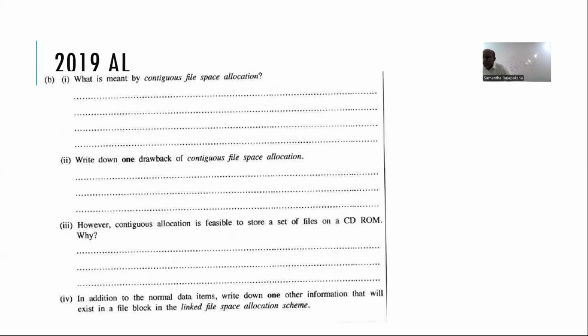Then write down one drawback of contiguous allocation. One drawback is actually that the file cannot grow because there is no space after the last block, or external fragmentation.